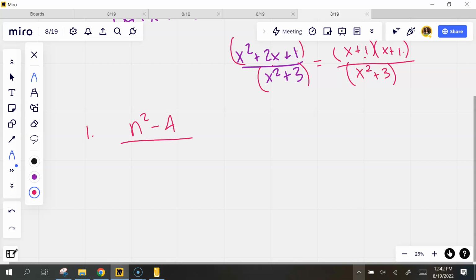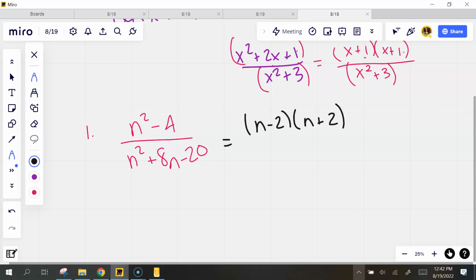n squared minus 4 over n squared plus 8n minus 20. How does the top factor? Come on, guys. Y'all can do this. Carter. n minus 2. n minus 2, n plus 2. Thank you. What is that called? A difference of two squares. Thank you, Maddie. Now, on the bottom, how does that one factor? What multiplies to negative 20 but adds to 8? 10 and 2, but one needs to be negative. Which one?